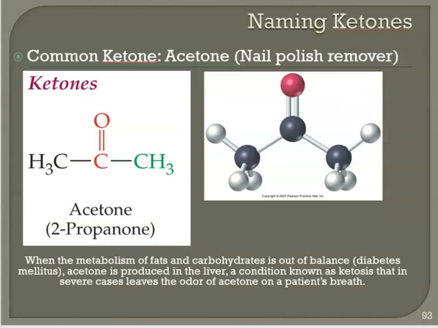We're looking at ketones. Here's acetone, a common ketone. An example is nail polish remover. So again, when these things are out of balance in our metabolism, when fats break down, we end up making what are called ketone bodies, and this can cause an acetone-like scent on someone's breath. It's produced by the liver. That condition is called ketosis. It can cause major problems of the kidneys and liver as well.